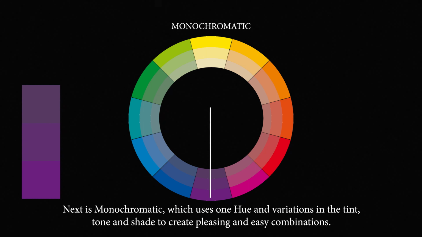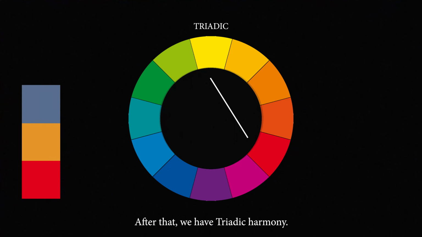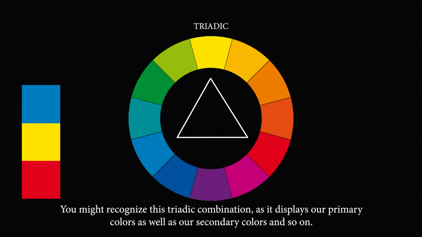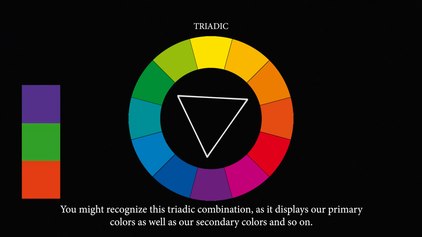Next is monochromatic, which uses one hue and variations in the tint, tone, and shade to create pleasing and easy combinations. After that, we have triadic harmony. Triadic harmony utilizes colors evenly spaced on our color wheel that complement each other well. You might recognize this triadic combination as it displays our primary colors as well as our secondary colors, and so on.